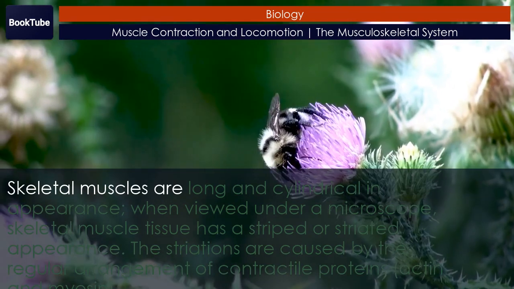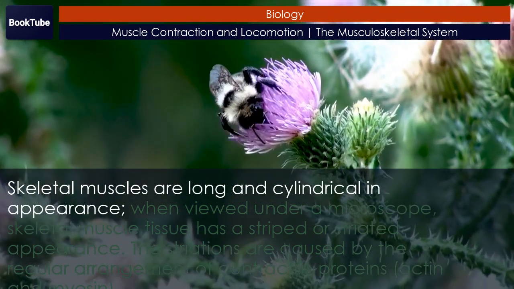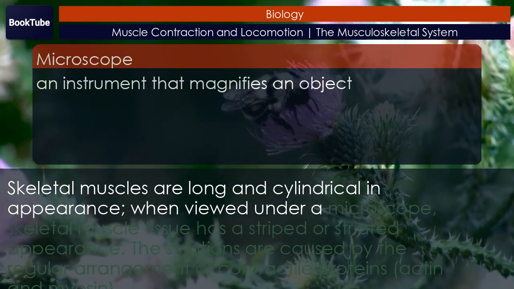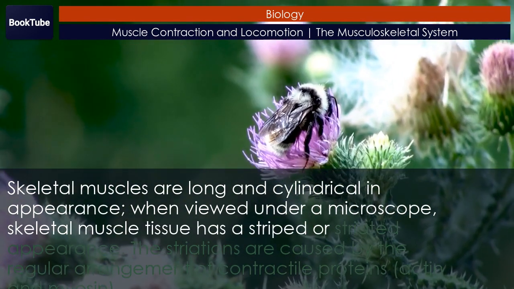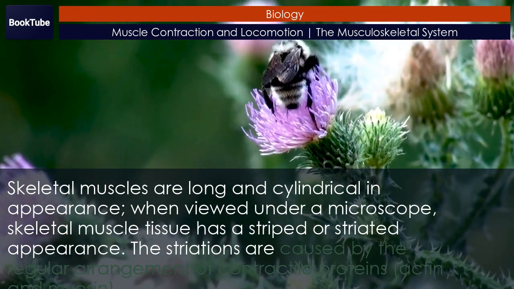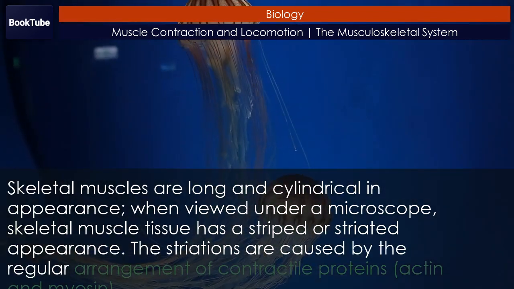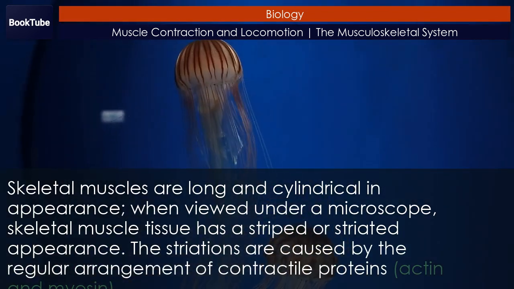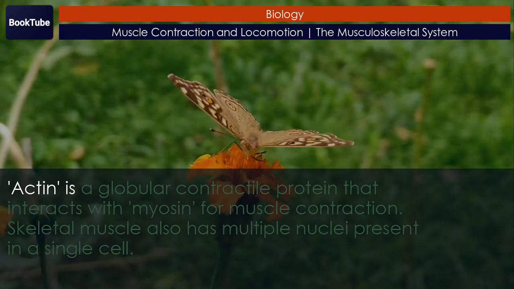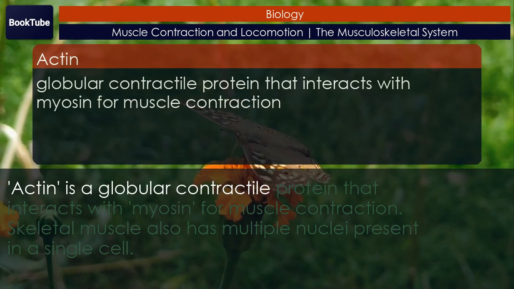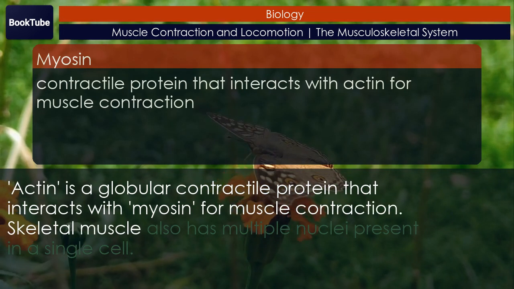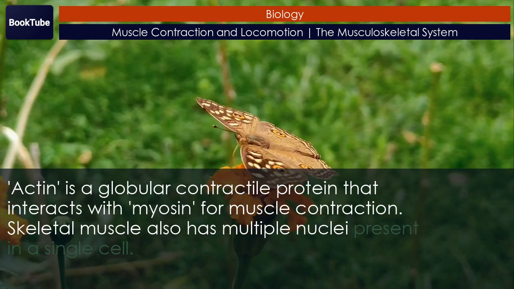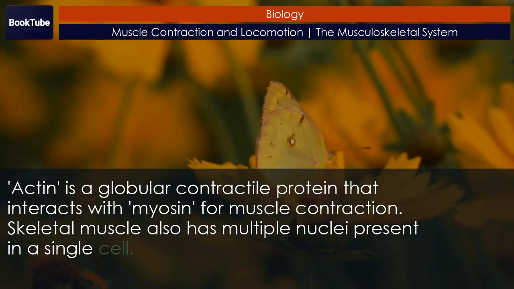Skeletal muscles are long and cylindrical in appearance. When viewed under a microscope, skeletal muscle tissue has a striped or striated appearance. The striations are caused by the regular arrangement of contractile proteins, actin and myosin. Actin is a globular contractile protein that interacts with myosin for muscle contraction. Skeletal muscle also has multiple nuclei present in a single cell.